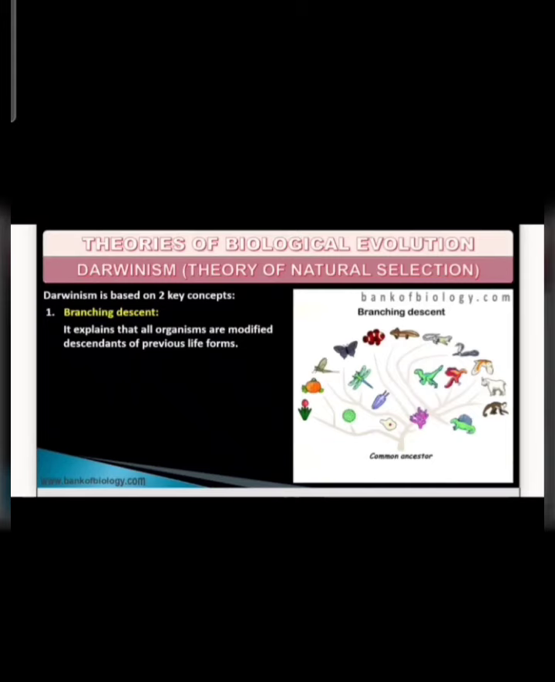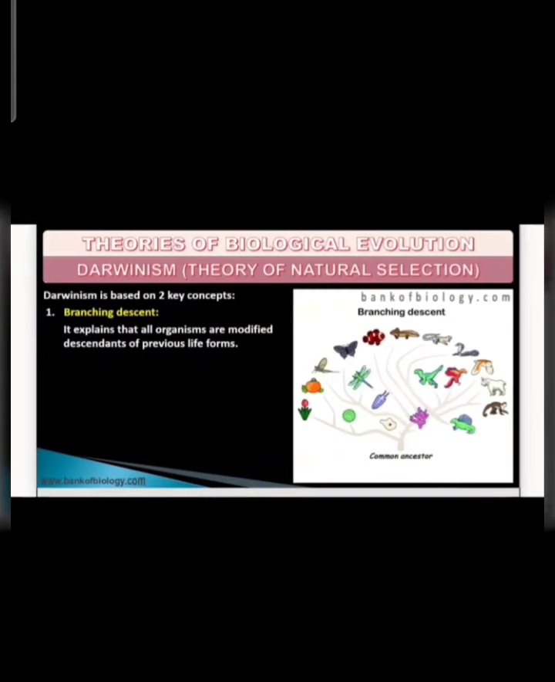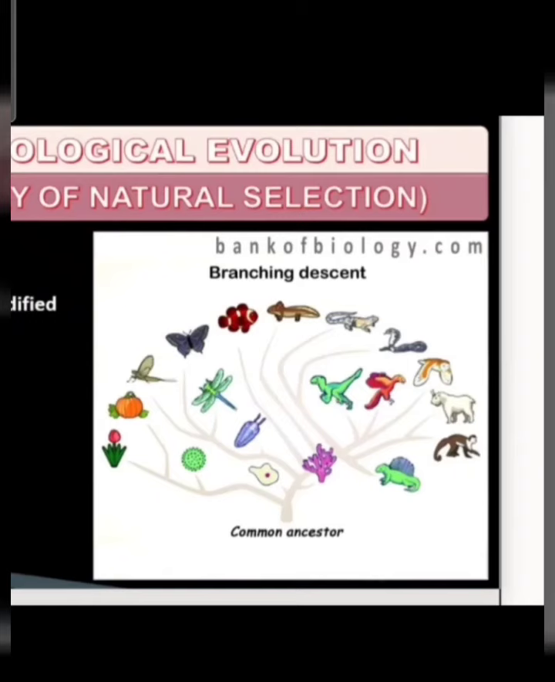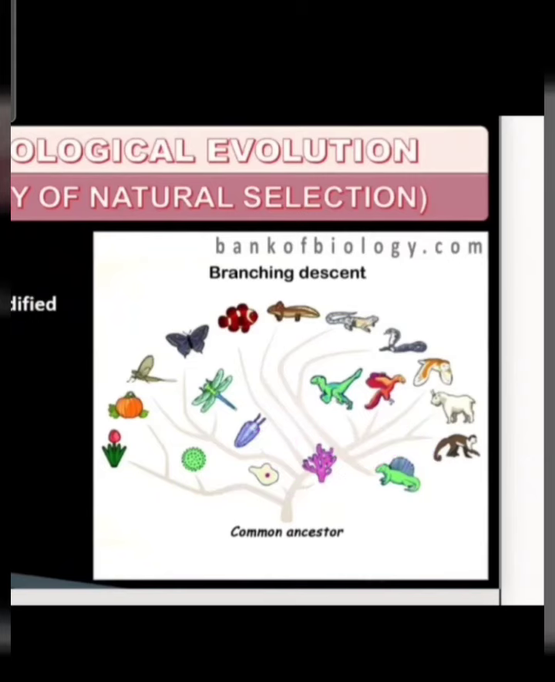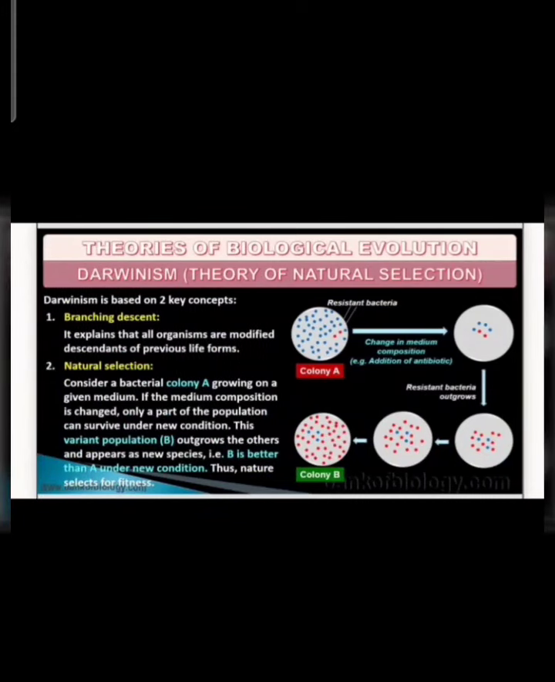So what is natural selection? Darwinism's natural selection is based on two concepts, that is branching descent and natural selection. Branching descent explains that all organisms are modified descendants of previous life forms, right? What do you mean by this sentence? We all have some previous life forms. If you put it in life form branches, one organism is related to another organism, and we all are from previous descendants. Next is natural selection. He tried to explain it with an example.